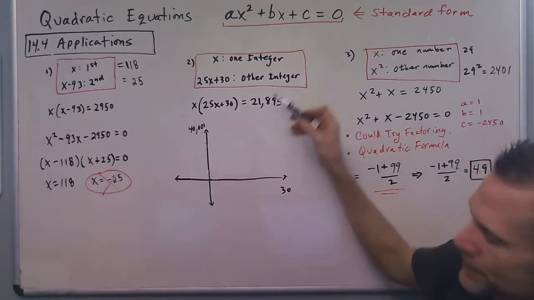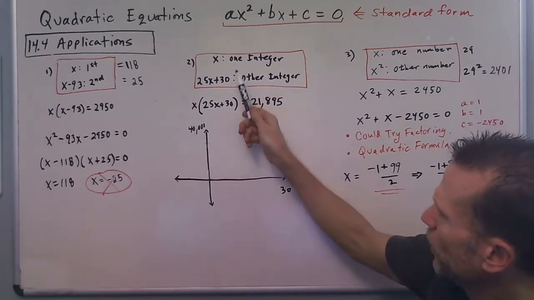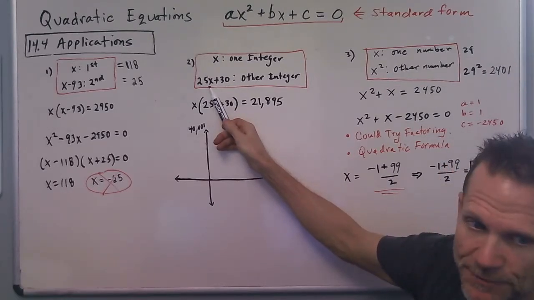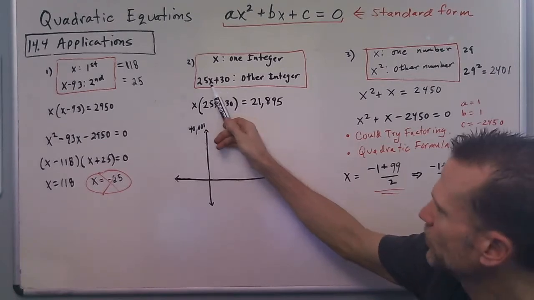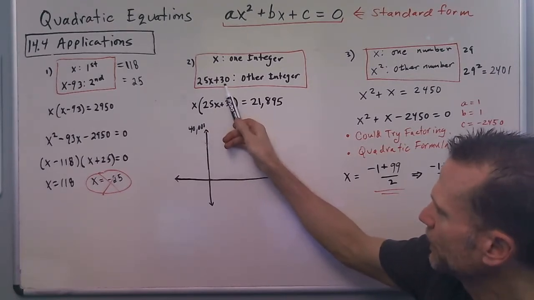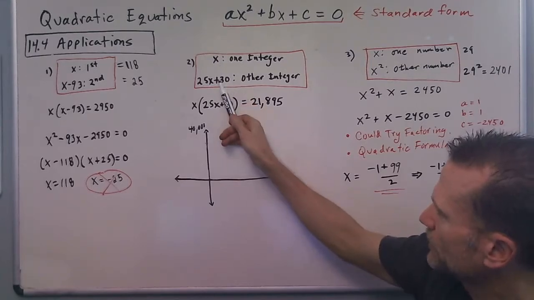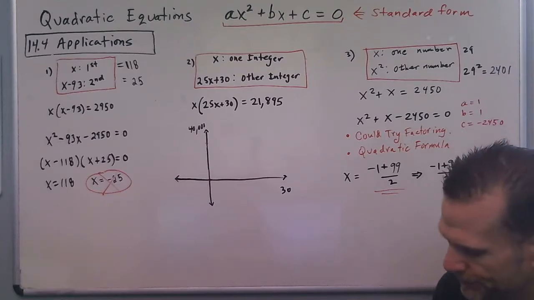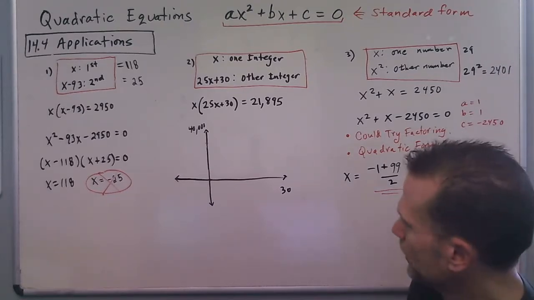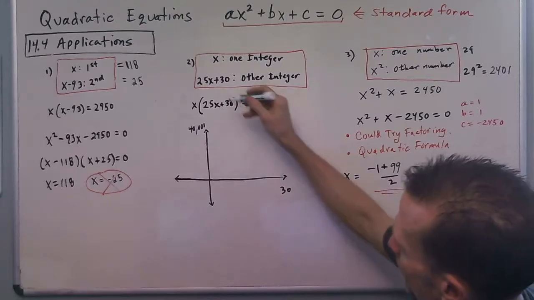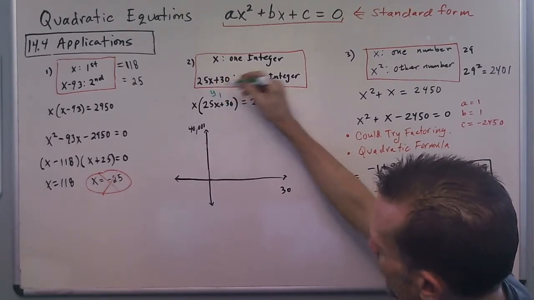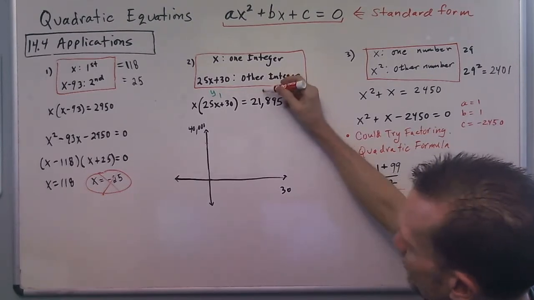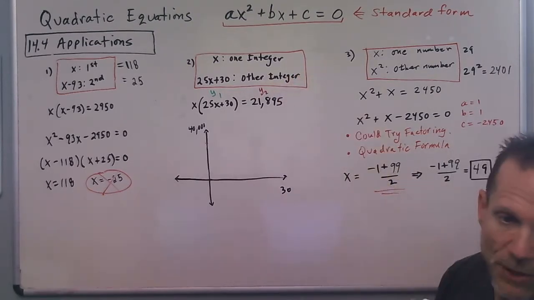Okay, so the second one says that we have one integer is 30 more than 25 times the other. So that's where this expression is set up here. And then it says the product of these two, so there's the product again, is 21,895. So what we can do here is we can put this equation in for y1, and we could put this equation in for y2 in a TI-84, or Desmos is a little bit easier.